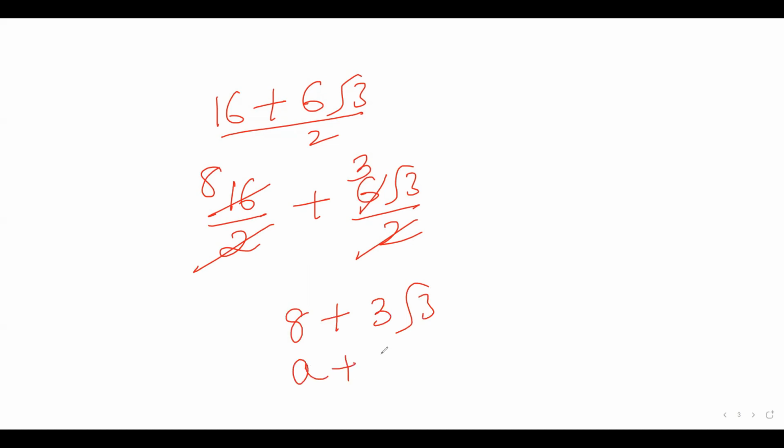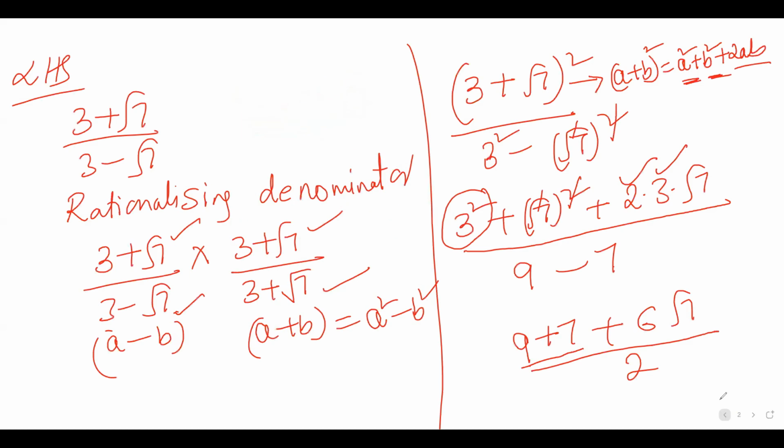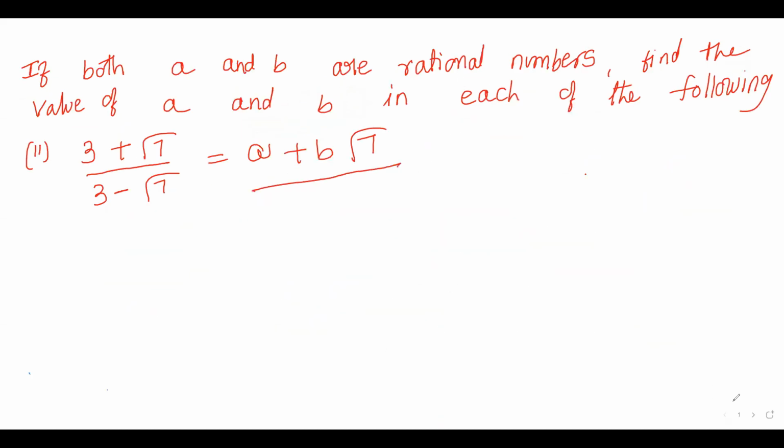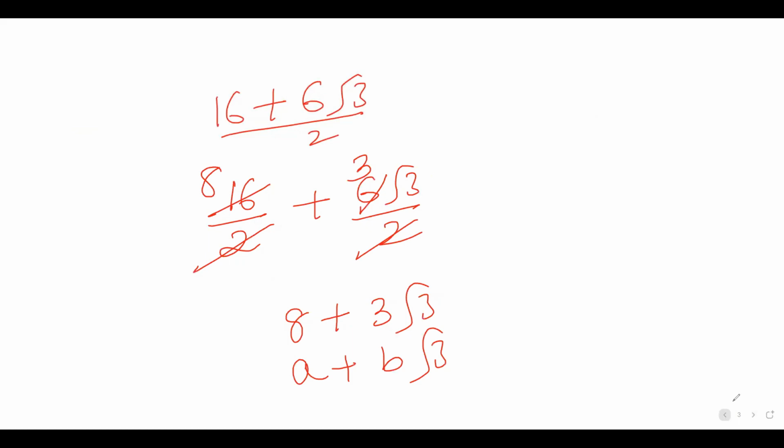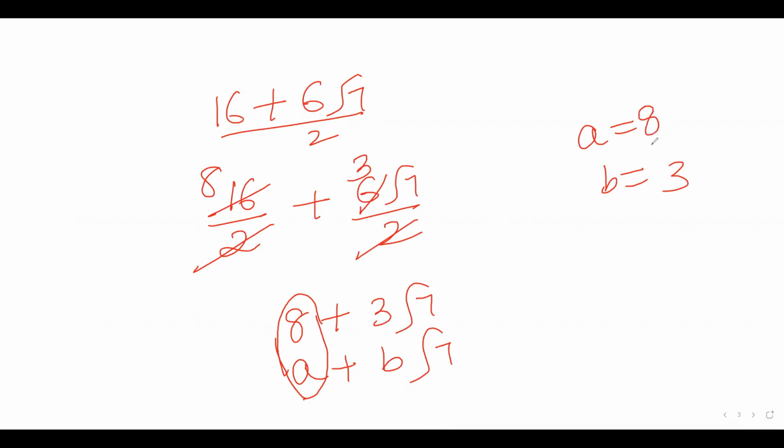So a plus b root 3 was the right hand side. You can check it over here, a plus b root 7. I think it is root 7. By mistake I wrote root 3, make it change. This is actually root 7. In the right hand side it is given a plus b root 7. Now you can identify a value, which is 8. B value, which is 3. So I got a is equal to 8 and b is equal to 3. That's it.